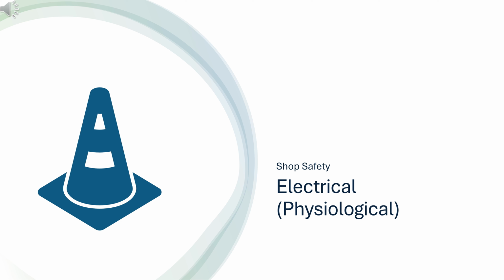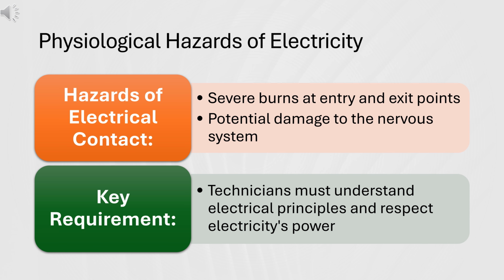Alright, moving on to the next section of shop safety, which covers the physiological dangers posed by working on or around electrical systems. Working with electrical equipment presents serious safety risks. Electricity can cause severe burns where it enters and exits the body and may damage or destroy the nervous system. To mitigate these risks, technicians need a solid understanding of electrical principles and must respect electricity's dual ability to perform work and cause harm.